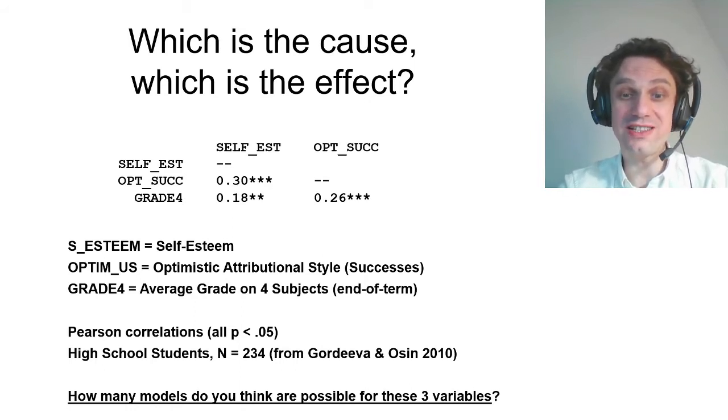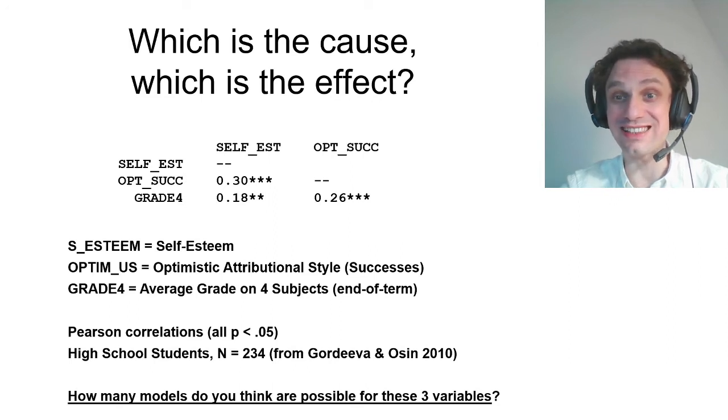So what is the cause and what is the effect? There are different ways to model the same data. We can say, okay, maybe children's self-esteem increases after they get good grades. Or maybe good grades are a result of good self-esteem. And the same goes for optimistic attribution of successes.